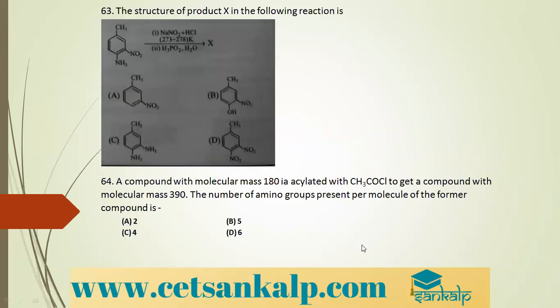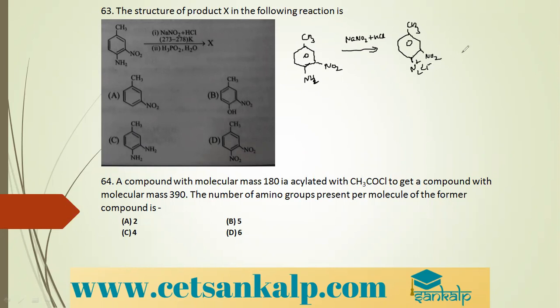Yes. Next, the structure of product X in the following reaction. So what is the reactant used? There is methyl group over here, CH3. Here there is NO2. Here there is NH2. Okay, so NH2 is there. Fine. When you treat it with NaNO2 and HCl at 0 to 5 degrees Celsius, what happens? All the parts remain as it is. CH3 remains as it is. NO2 remains as it is, but NH2 gets converted to N2 plus Cl minus.